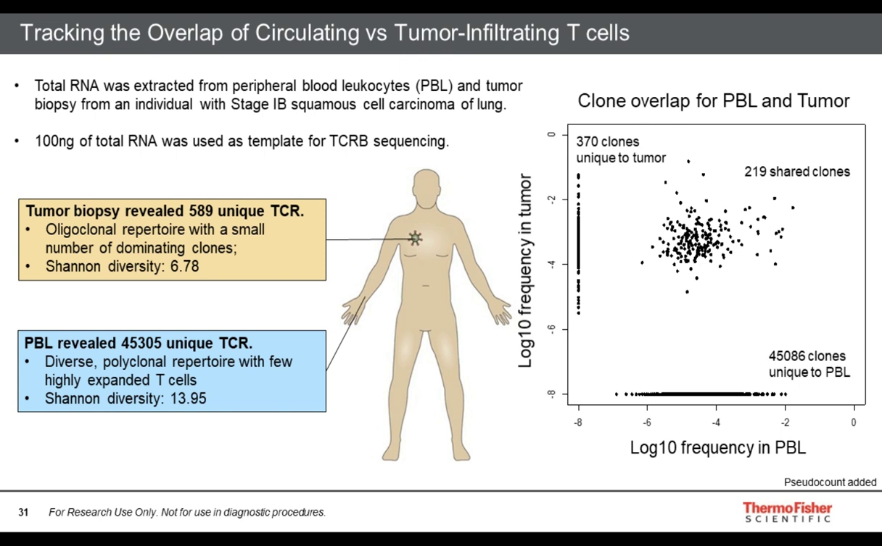So within the tumor biopsy, the repertoire was much smaller and much less diverse. Overall, an oligoclonal repertoire, Shannon diversity of just under 7 and just under 600 unique T-cell receptors seen. By contrast, in the blood, we saw over 45,000 unique T-cell receptors, so very diverse and rich repertoire, Shannon diversity close to 14. The plot on the right side compares the two with each other, and clearly many of the clones are unique to the much more diverse peripheral blood repertoire, but a substantial fraction of the clones that were found in the tumor microenvironment were also detected in peripheral blood. So this supports the notion that the study of peripheral blood can be informative about the tumor microenvironment.